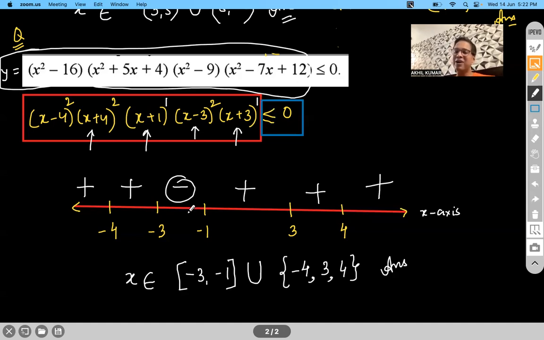Later on, we'll say for what interval it was negative and for what interval it was positive, depending upon what question was asked. So initially, when we put the sign, we don't look at this part. We just look at this part, that yahan pe zero hona chahiye. That's it. Beyond that, sir, you don't have to worry about it.